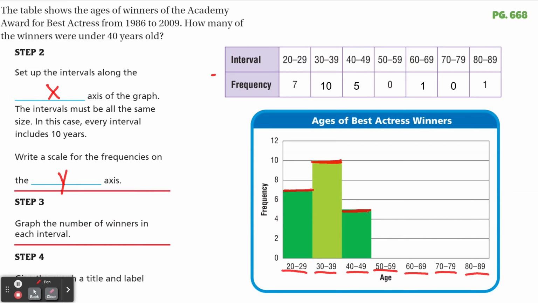So from 50 to 59, we have 0, so we don't need to draw a bar at all. We're just going to leave it blank. From 60 to 69, we had 1, so we're going to be going in between here, between 0 and 2. From 70 to 79, we have 0, and then from 80 to 89, we have 1 as well. So we're going to draw another 1 halfway between 0 and 2. So we've gone ahead and we have graphed each of these.